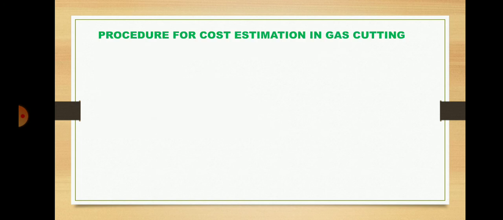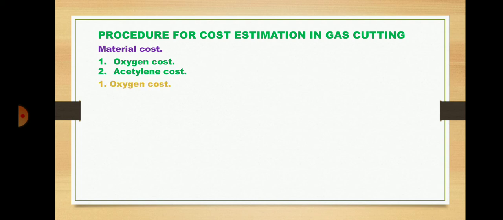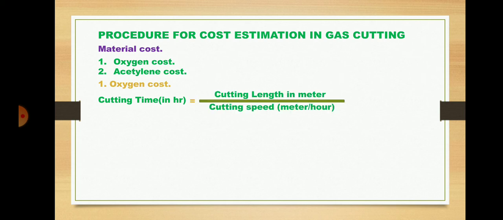Now the procedure for cost estimation in gas cutting. The first one is material cost. Material cost can be divided into two groups, oxygen cost and acetylene cost. To find oxygen cost, we have to first find cutting time. We saw the equation of cutting time in the previous lecture: cutting time equals cutting length in meters divided by cutting speed in meters per hour.